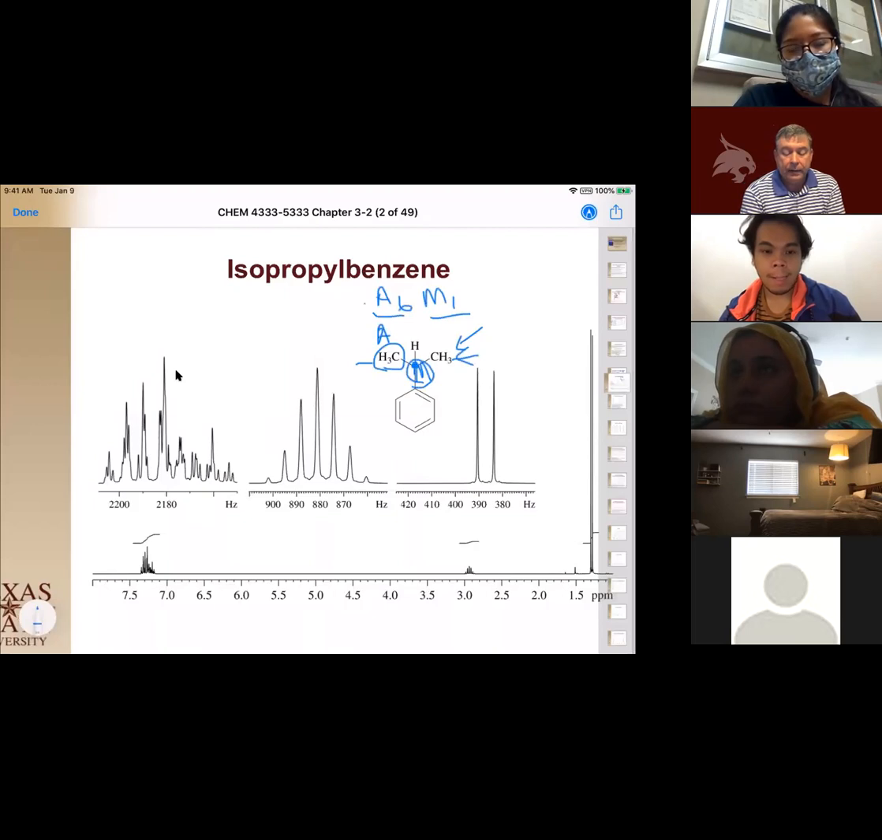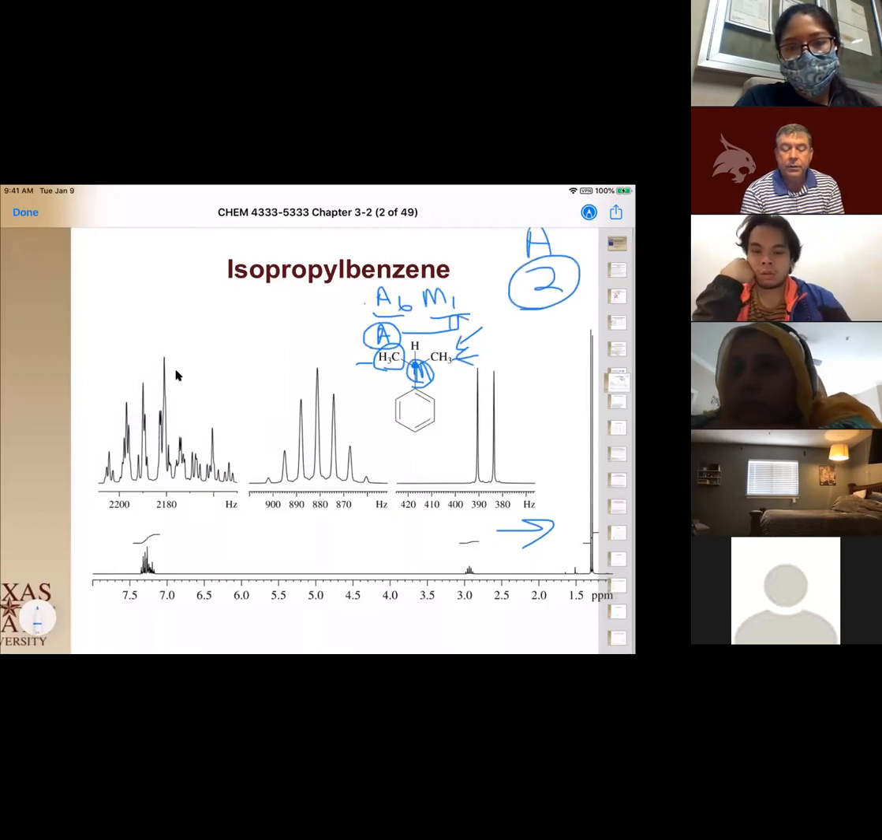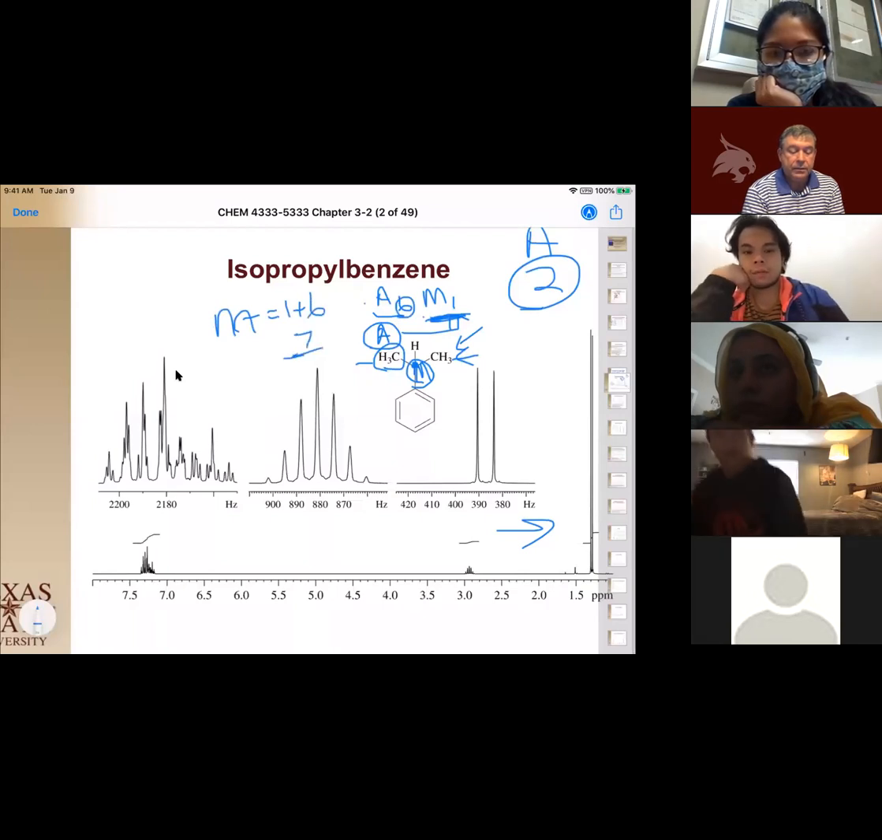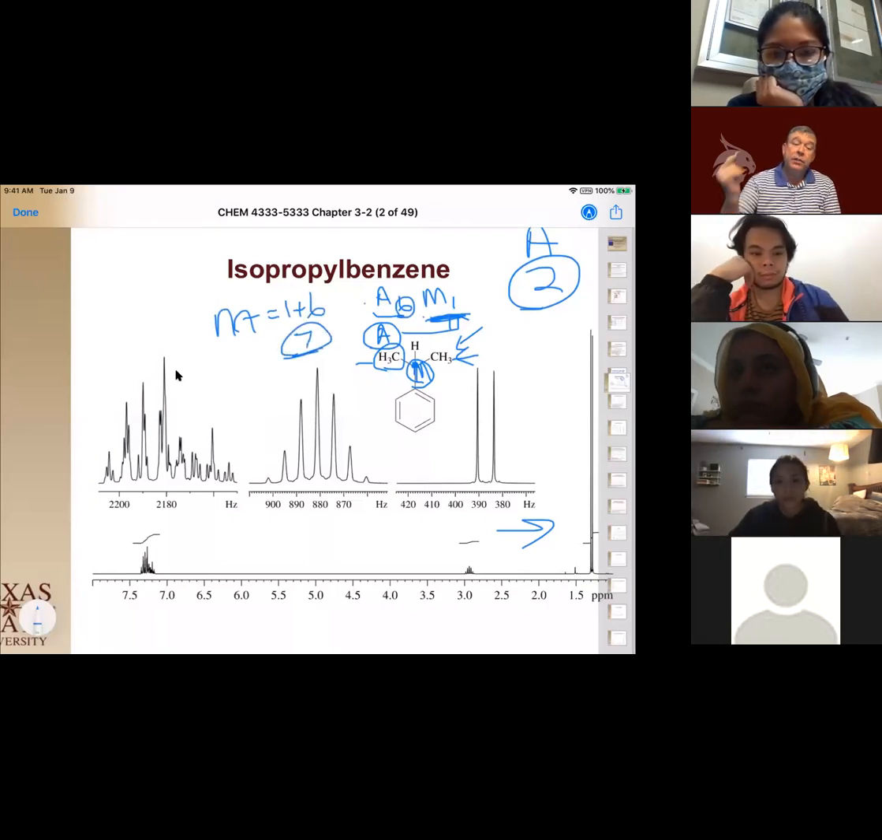Therefore, our A is probably going to be most downfield, closest to 0, and it's going to be split by only 1 proton, giving us 2 peaks. So A should have 2 peaks because the thing next to it only has 1 hydrogen on it. Now M should have 1 plus 6 protons, or a total of 7 peaks. And it should be shifted upfield from where our methyl group is.